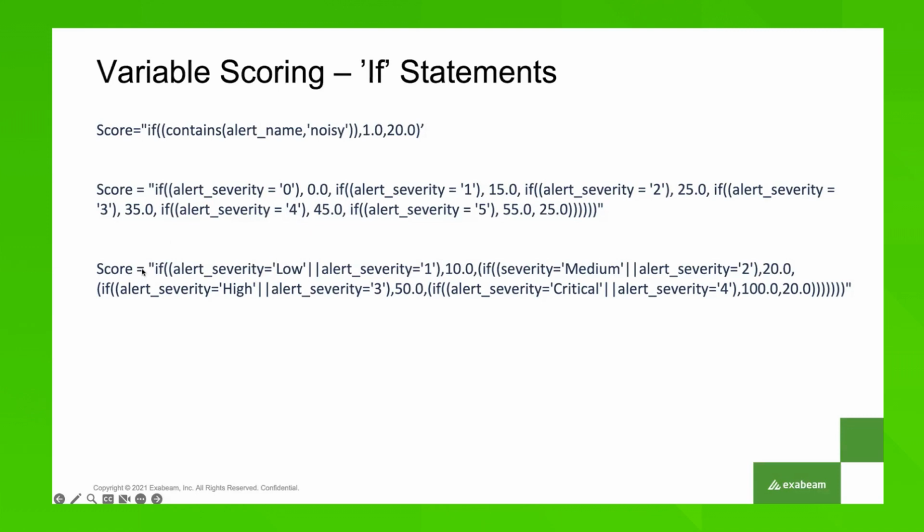Finally, you can use double pipes as an OR statement when performing these comparisons. So you can say, if my alert severity is equal to low or this field is equal to 1, assign a score of 10. Likewise, if it's medium or 2, give it a 20, and so on.